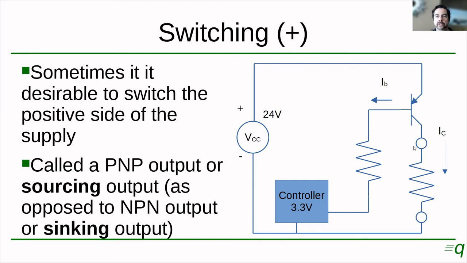because one terminal of the load was permanently connected to the positive side of the supply, and the other side was switching to the negative side of the supply with an NPN transistor. So that is sometimes called an NPN output or a sinking output.